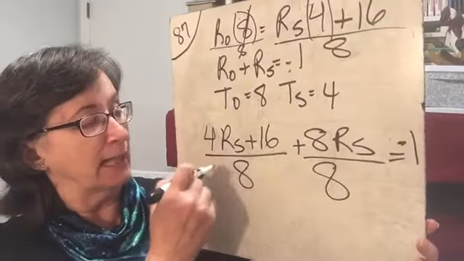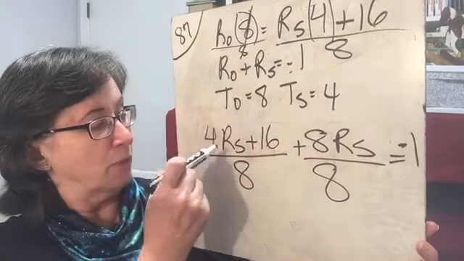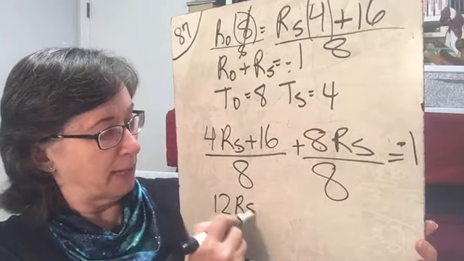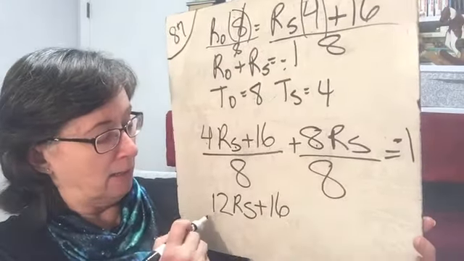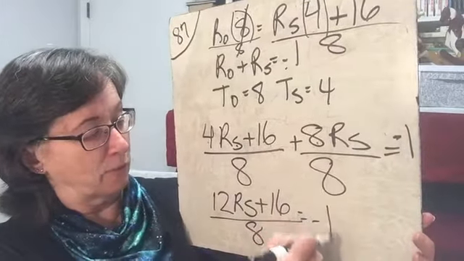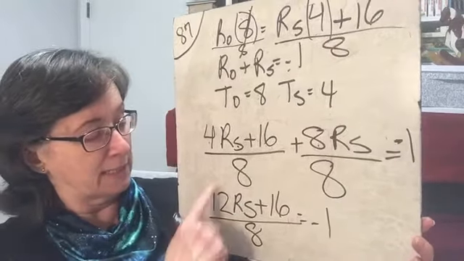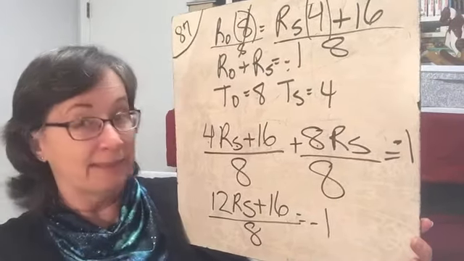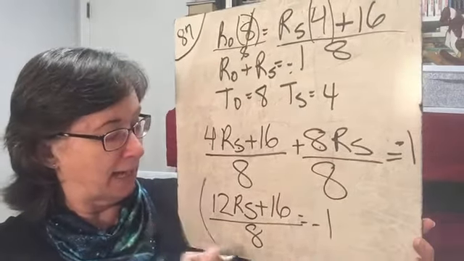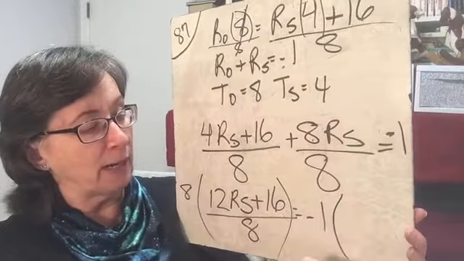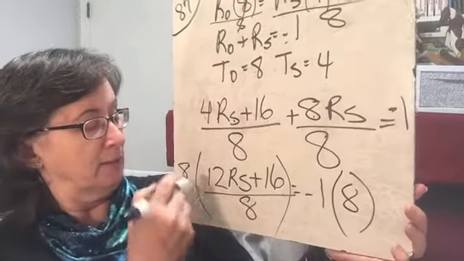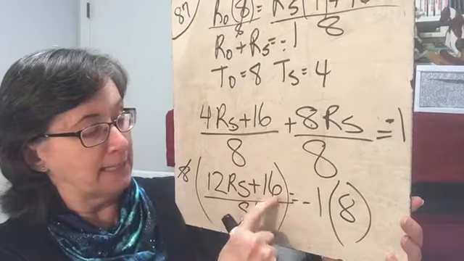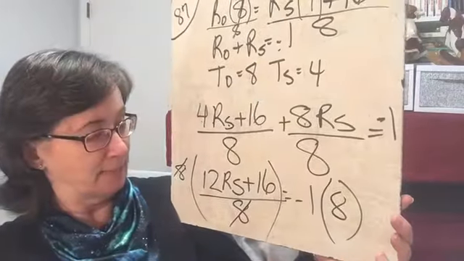All right, so now let's go ahead and join these together. So we have 4 R sub S plus 8 R sub S, so this can be 12 R sub S plus 16 all over 8 equals -1. Now, I could simplify this, or I could do it the easy way, which is multiply both sides by 8. That's what I'm going to do. I'm going to multiply the left-hand side by 8 and the right-hand side by 8. So now these 8s are going to cancel, and I'm going to get 12 r sub s plus 16 is negative 8.